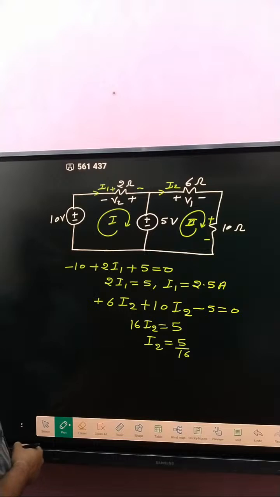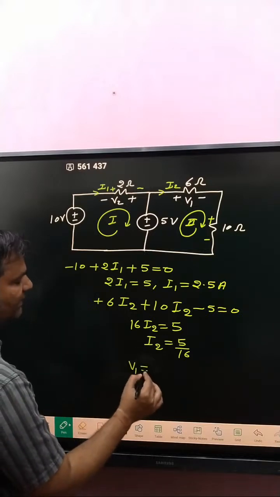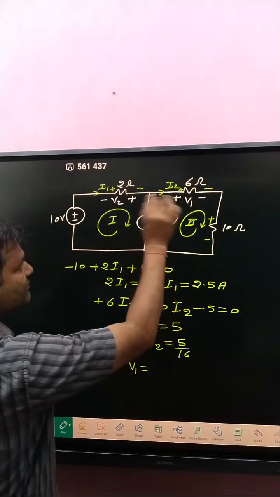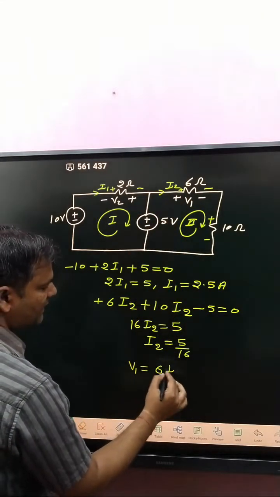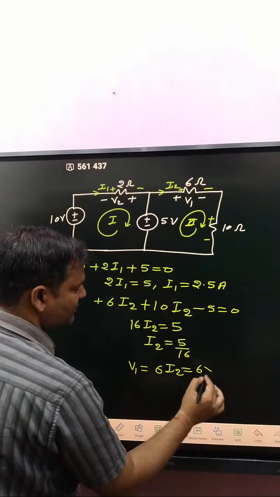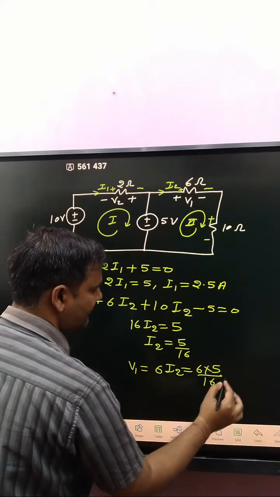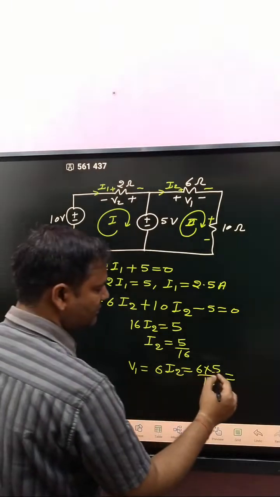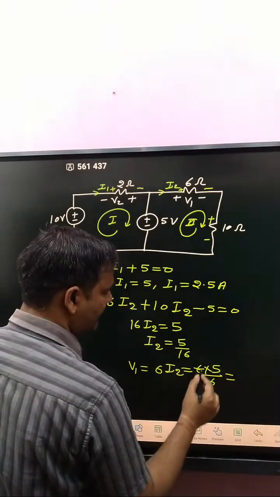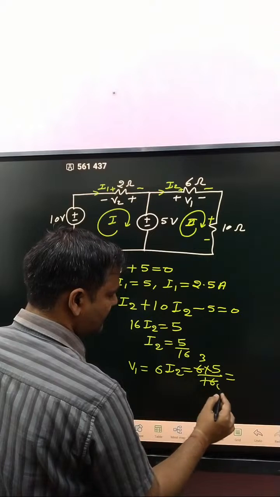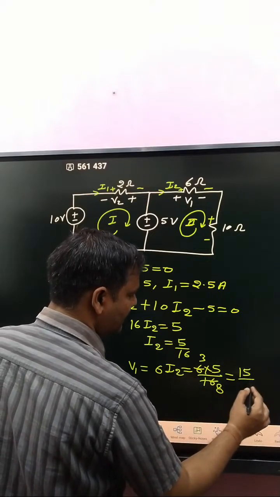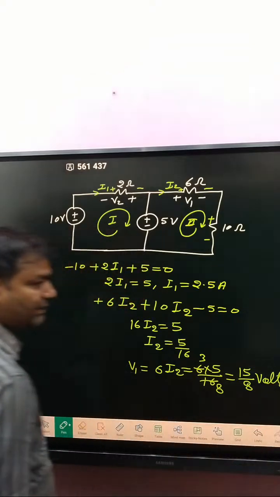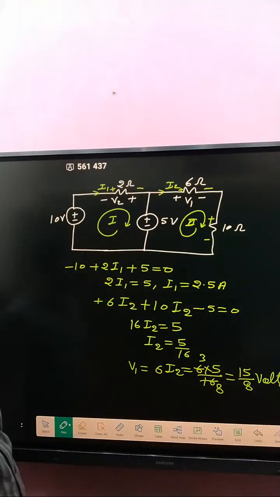What about V1? V1 is simply written from here to here, so the polarity is the same, so 6 into I2. So put 6 into 5 divided by 16. Then how much? That is 3 and that is 8. That is 15 divided by 8 volt.